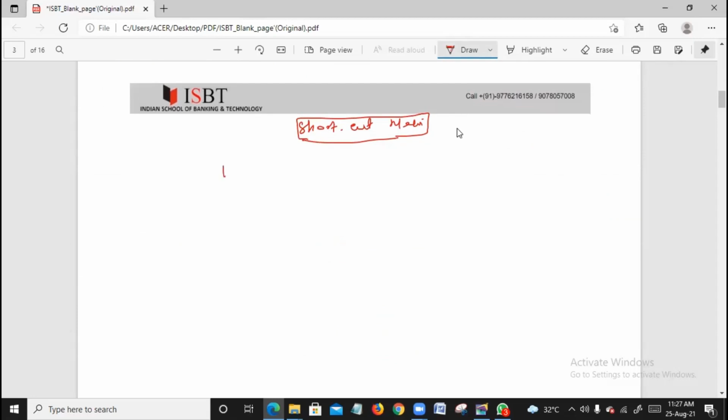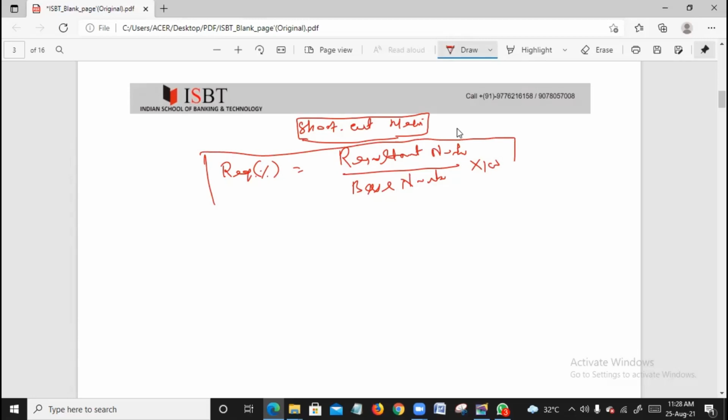Okay. So the direct formula: the required percentage is equal to the resultant number divided by the base number into 100. This is the very shortcut one. Look, what is the resultant number? The resultant number is 15. Base number is 180, into 100.